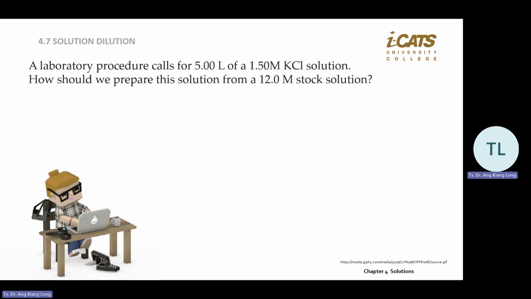The one on the left is earlier, the one on the right will be after. You are given the stock of 12, so M1 is 12 mole. The volume you don't know, so you put a capital X there to represent the unknown. M2 you know, it is 1.5 mole. Volume is 5.00 liter. Remember to change into the correct unit. Capital M also means mole per liter, that's why you can cancel the unit liter.